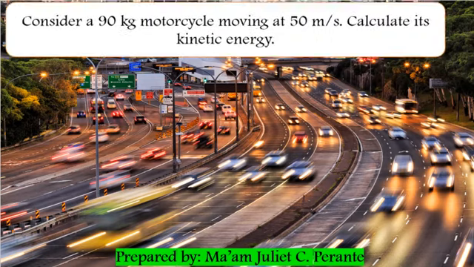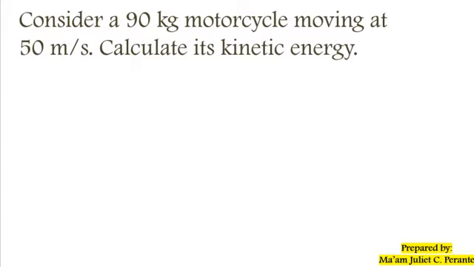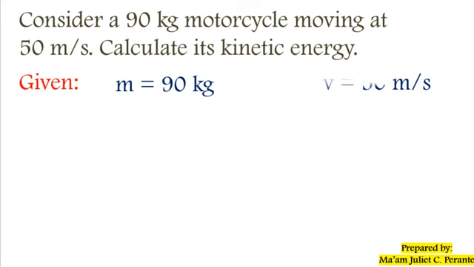Consider a 90 kilogram motorcycle moving at 50 meters per second. Let us calculate its kinetic energy. In solving problems in physics, we have to follow certain steps. So, let's start with the given. In this problem, we have 90 kilograms as the mass of the motorcycle and 50 meters per second as the velocity of the motorcycle.